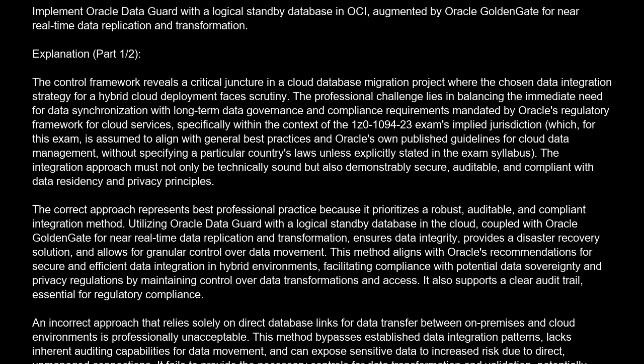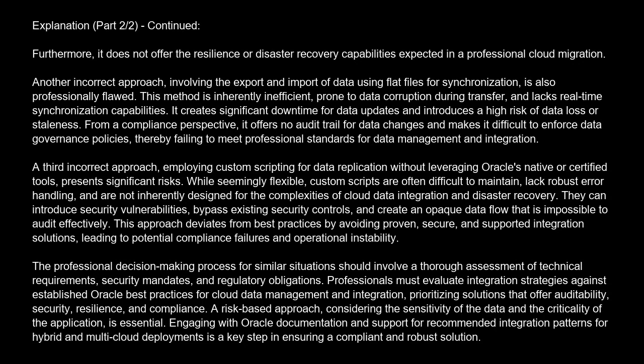An incorrect approach that relies solely on direct database links for data transfer between on-premises and cloud environments is professionally unacceptable. This method bypasses established data integration patterns, lacks inherent auditing capabilities for data movement, and can expose sensitive data to increased risk due to direct, unmanaged connections. It fails to provide the necessary controls for data transformation and validation, potentially leading to data inconsistencies and non-compliance with data quality standards. Furthermore, it does not offer the resilience or disaster recovery capabilities expected in a professional cloud migration.